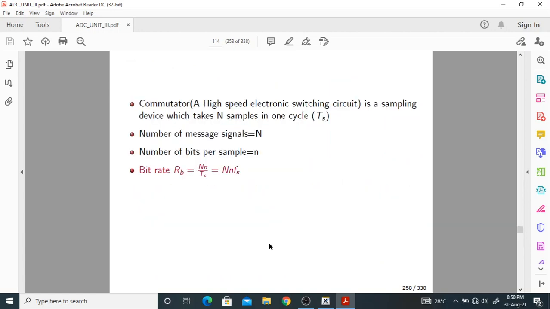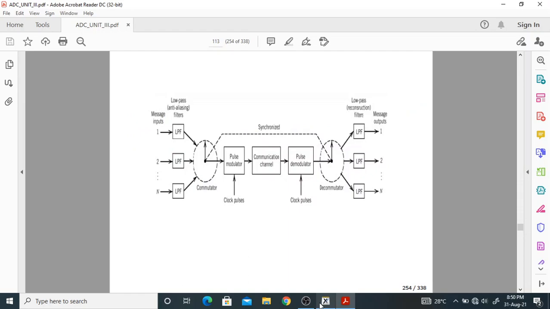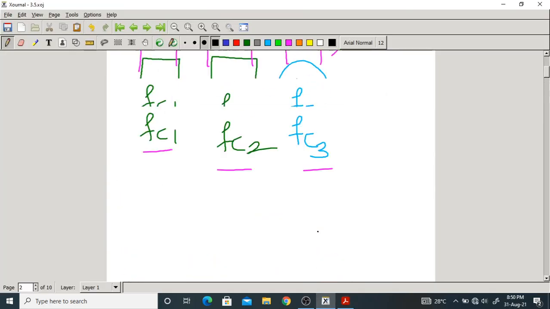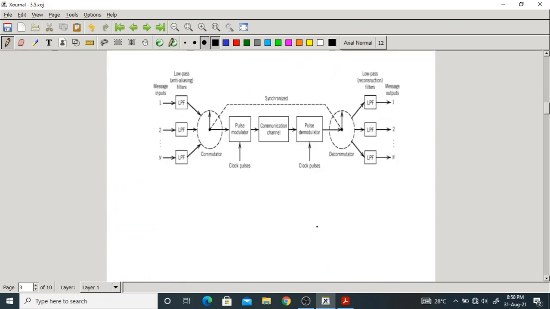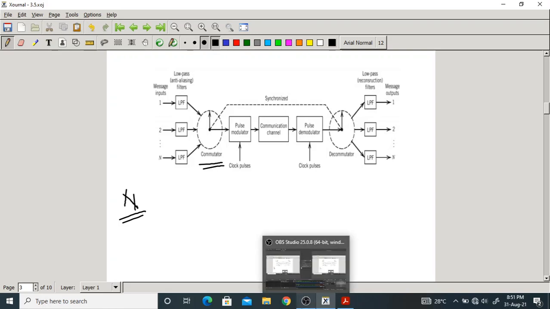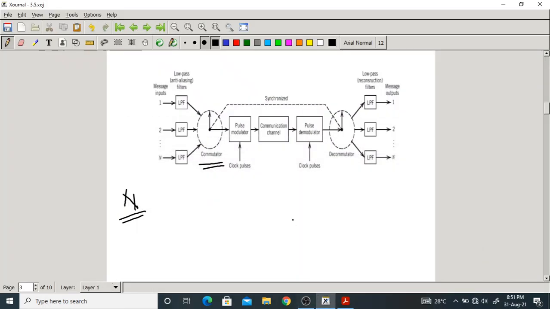To implement this concept we use time division multiplexing. Here we are multiplexing n number of signals. In general we take n signals to be multiplexed. Here we have low pass filters which remove unwanted high frequency components. Now we have something called a commutator. It is a high speed switching circuitry.